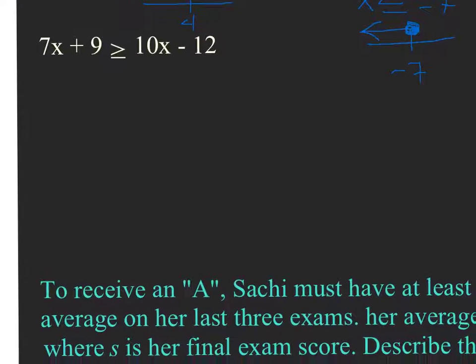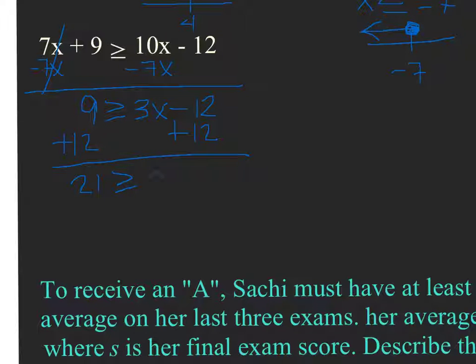And then this problem here. Notice I have x's on both sides. I'm going to move the 7x over, and the reason I'm doing that is because then I have a positive x, and I don't have to worry about switching the sign. So I have 9 is greater than or equal to 3x minus 12. Now I add 12 to both sides.